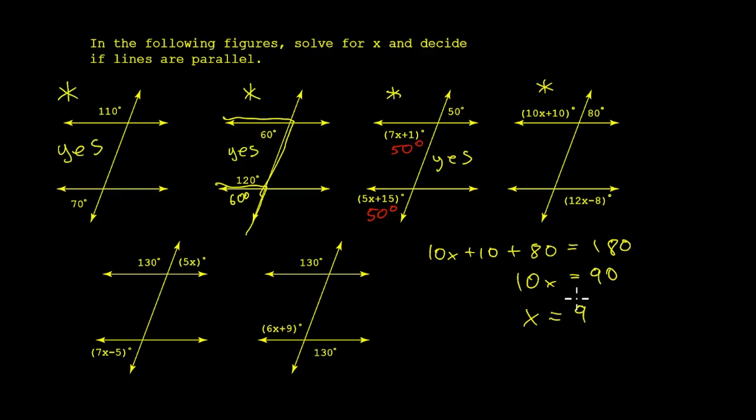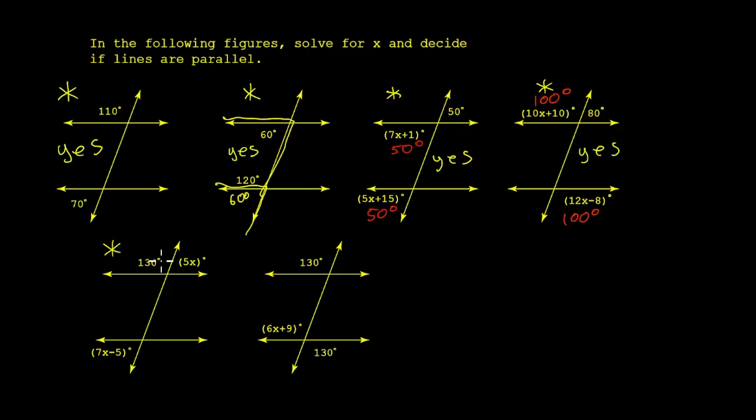Plugging back in red again, 9 times 10 is 90, plus 10 is 100 degrees. 9 times 12 is 108, minus 8 is 100 degrees again. So we can see again 100 degrees, alternate exterior angles. So yes, these lines are again parallel.